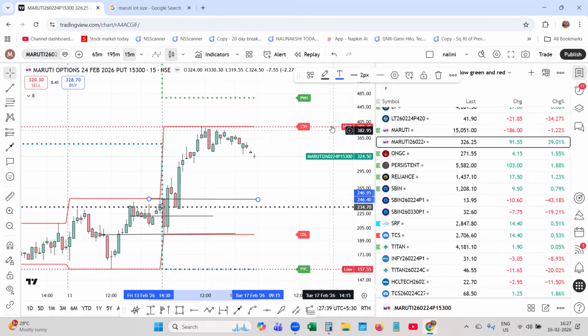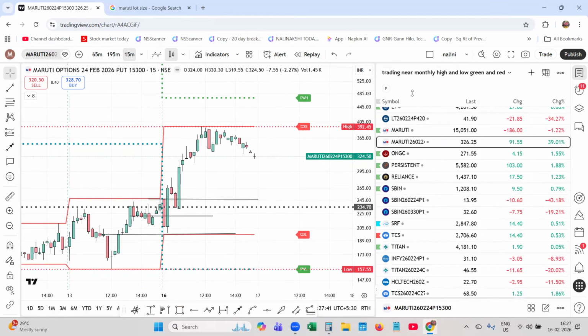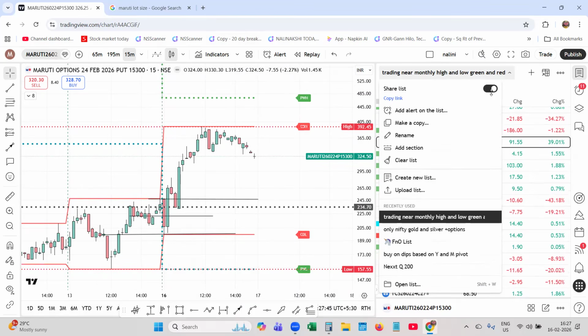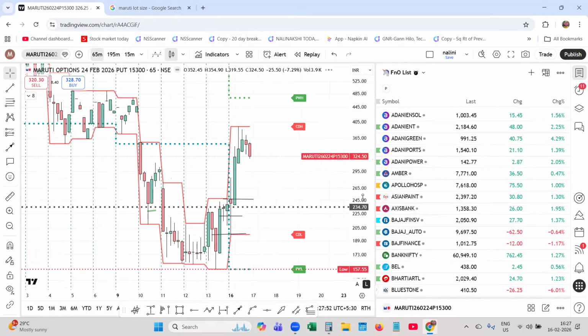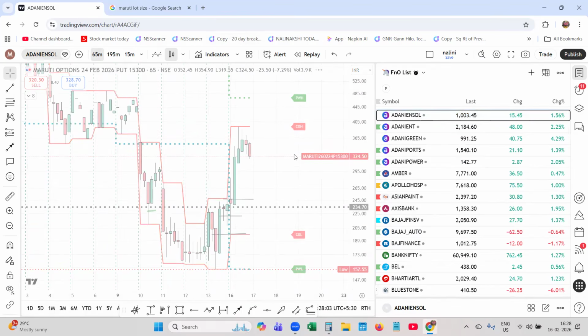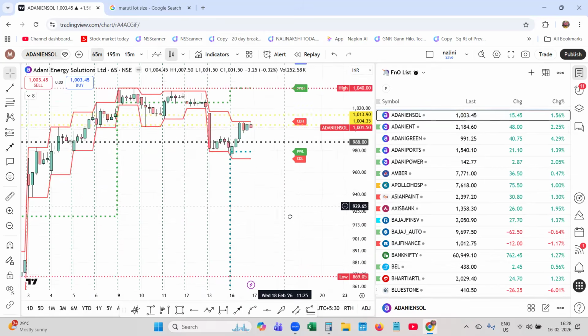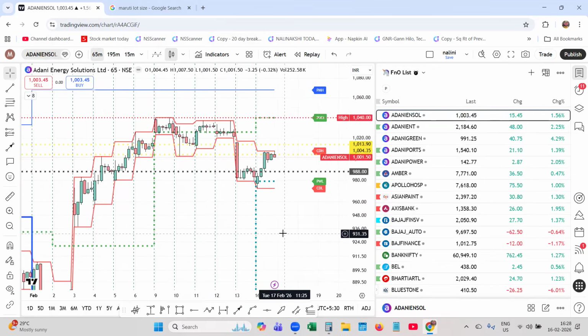For a sample, I'll show you. I'll go to the list of my FNO stocks, and then let me go to the 65 minutes. Okay, and let me open Adani Energy Solution. Why is it not coming? Yeah, it is giving trouble. See, Adani Energy Solution is still in downtrend.